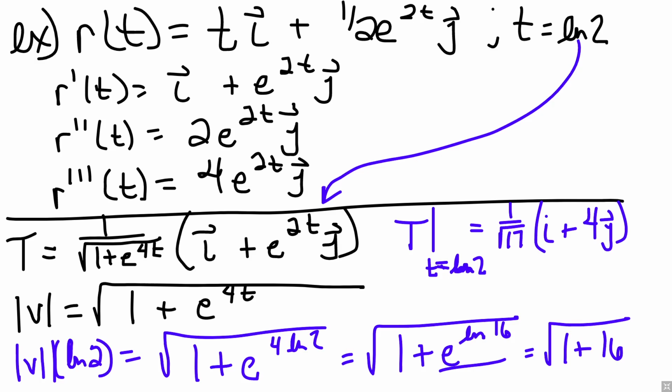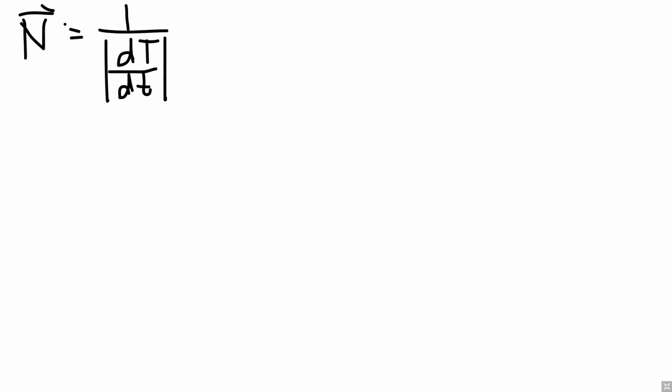Okay, so next, let's move to finding the unit normal. The unit normal is going to be 1 over the magnitude of the derivative of the unit tangent times the derivative of the unit tangent.